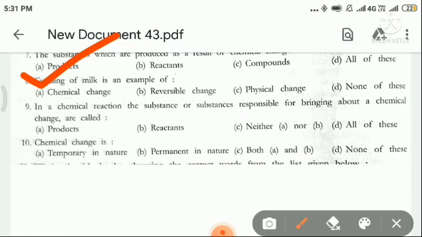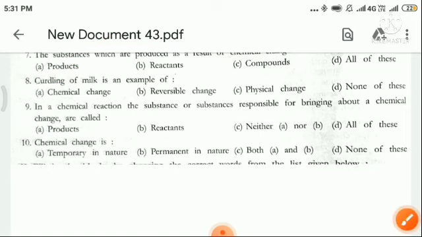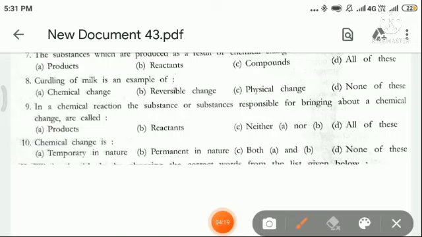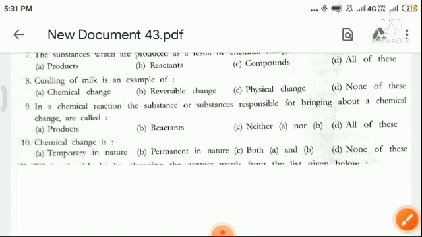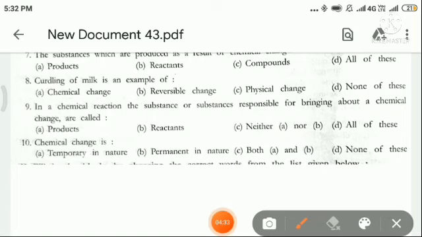Curdling of milk is an example of. Curdling of milk means when milk changes into curd. Once the milk changes into curd, we cannot get back the milk again. So this change is irreversible, and we know that only chemical changes are irreversible. So the answer will be A, chemical change.